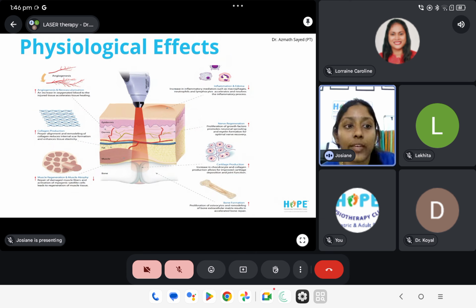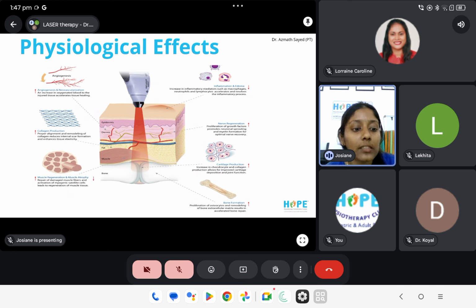What are the physiological effects? The first one is angiogenesis and new vascularization. An increase in oxygenated blood to the injured tissue accelerates tissue healing. The second one is that it increases collagen production. Proper alignment and remodeling of collagen reduces internal scar formation and enhances tissue elasticity.